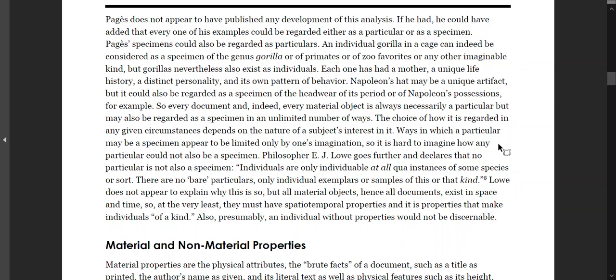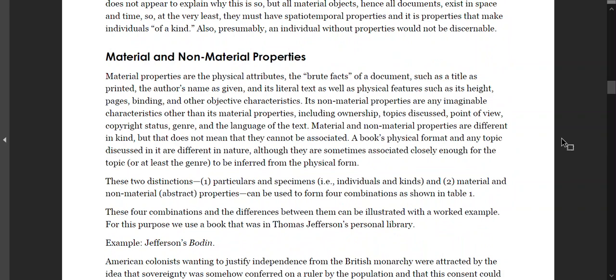Lowe does not appear to explain why this is so, but all material objects, hence all documents, exist in space and time, so, at the very least, they must have spatio-temporal properties, and it is properties that make individuals of a kind. Also, presumably, an individual without properties would not be discernible. Yeah, that makes sense. So we are all individual particulars, but we're also part of a type of a specimens. Okay. Material and non-material properties.